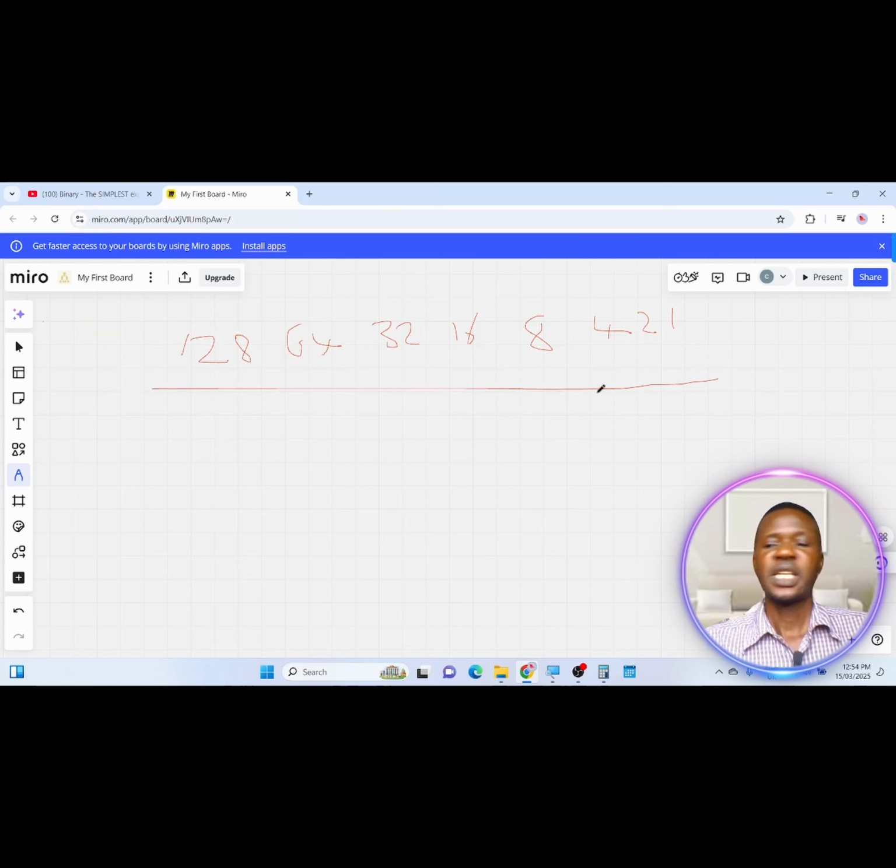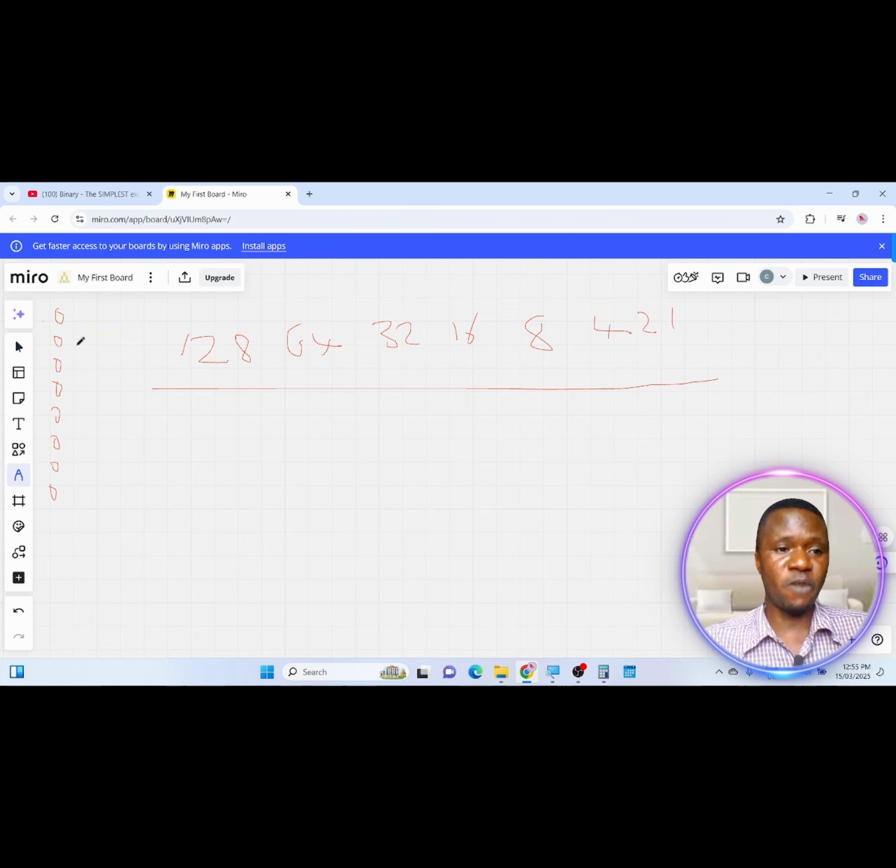In this case, let's assume we have a binary number in 8 bits, and we have 0, 0, 0, 0, 0, 0, 0, 0. This should be in 8 bits: 1, 2, 3, 4, 5, 6, 7, 8. So these are zeros in 8 bits.